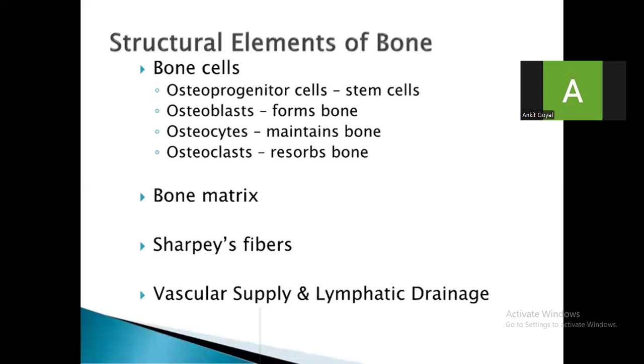Structural elements: these are mainly composed of bone cells, bone matrix, Sharpey's fibers, vascular supply and lymphatic drainage. Among the bone cells, there are osteoprogenitor cells, which are stem cells. Osteoblasts form the bone. Osteocytes maintain the bone. And osteoclasts resorb the bone.